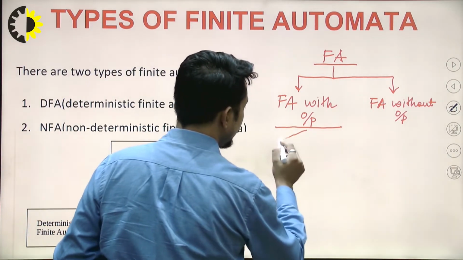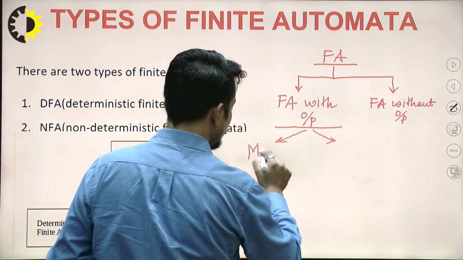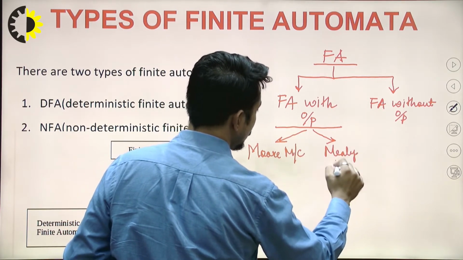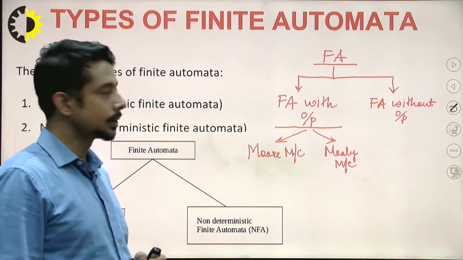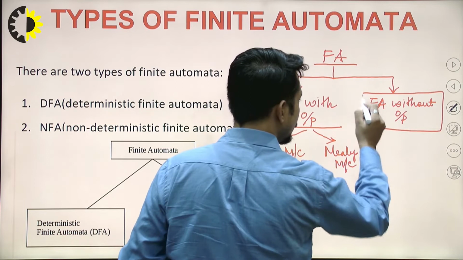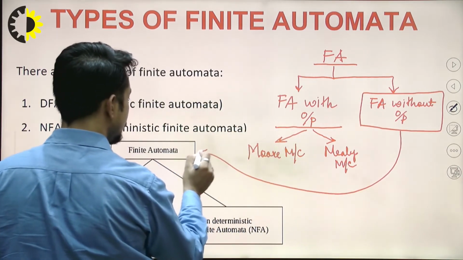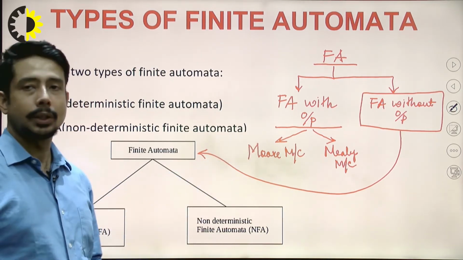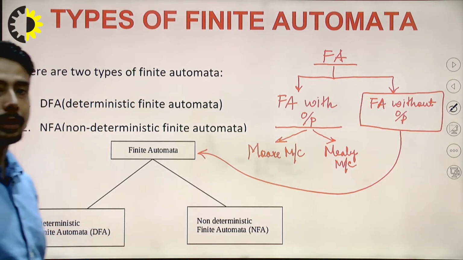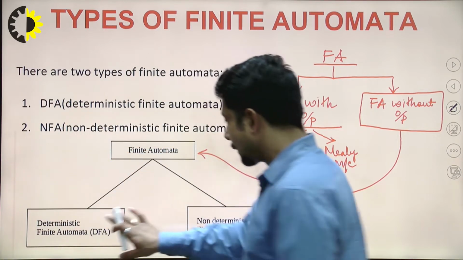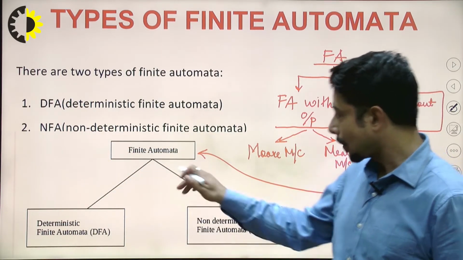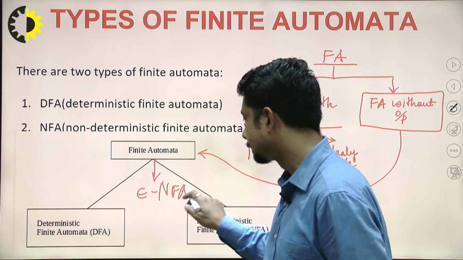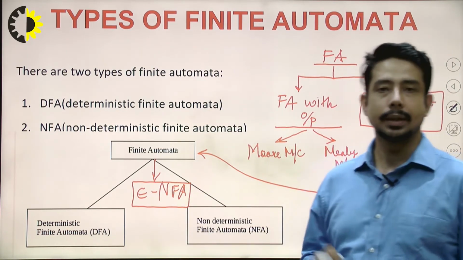Finite automata with output is generally divided into two categories. One is Moore machine and the other one is your Mealy machine. These are the two types. And finite automata without output is nothing but this one, whatever I have mentioned over here. It generally comprises two main types, deterministic finite automata and non-deterministic finite automata, and one more type which I have not mentioned over here, that is epsilon NFA.